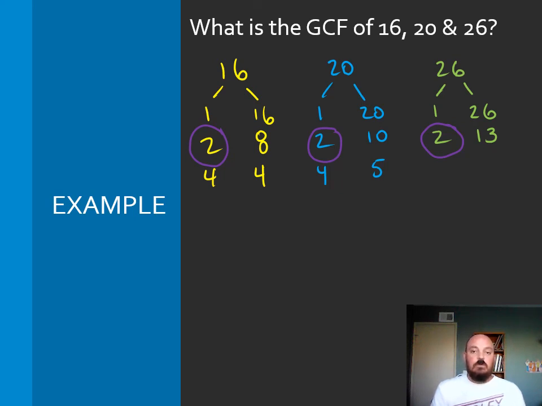So make sure you understand when you're doing greatest common factor, it's not just between 2 numbers. It's between all the numbers you're being asked about. You make that factor list, and then you find the biggest number that is in every single list. So the answer to this question, our greatest common factor of these 3 numbers, would be 2.